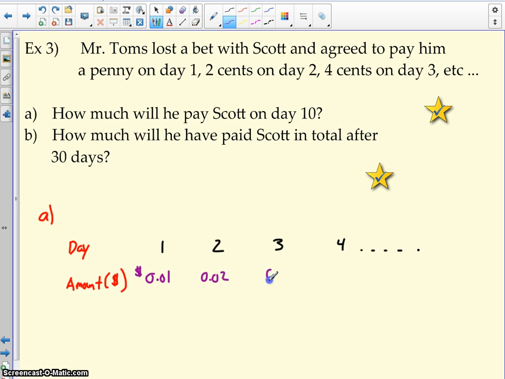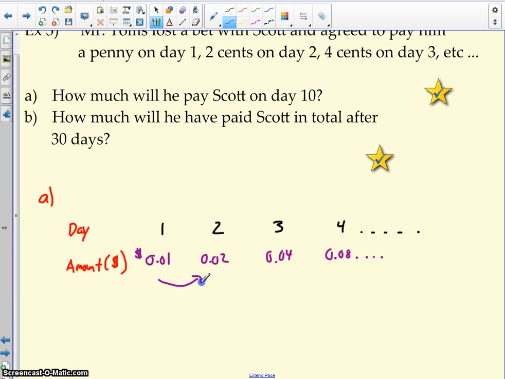Then the third day, it's 0.04. So you may notice here it's doubling from day to day, so the fourth day is going to be 0.08, and then it's going to continue on, and so on and so forth. So one thing you might recognize here right away is that this is going to be a geometric sequence because we're consistently multiplying by 2.